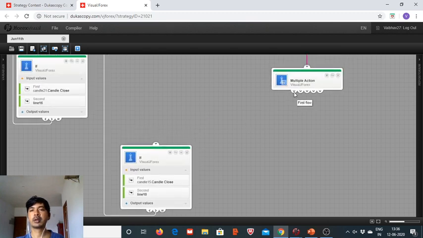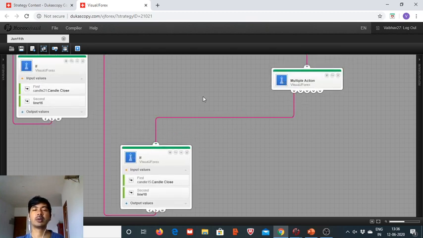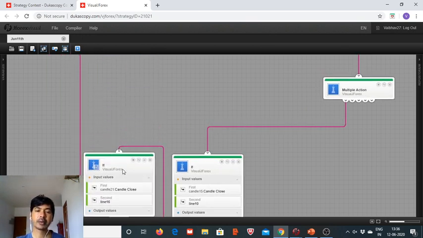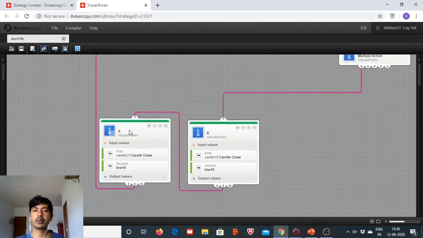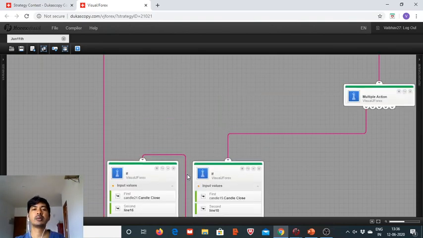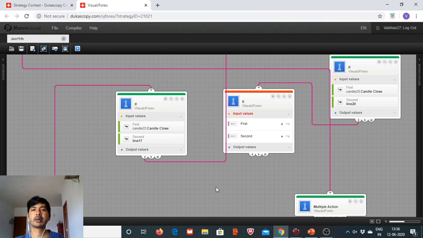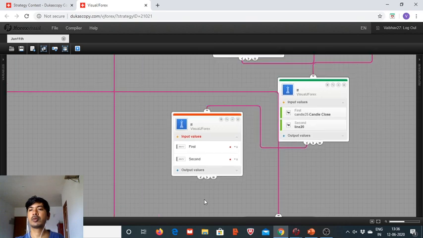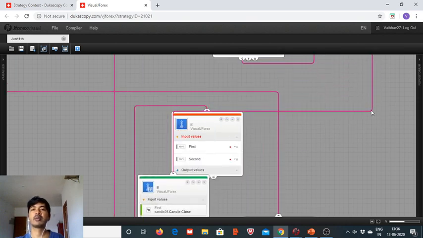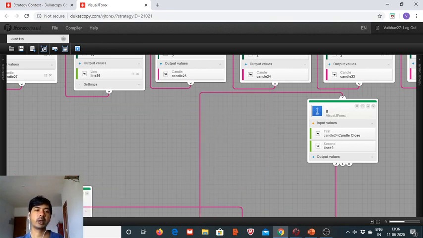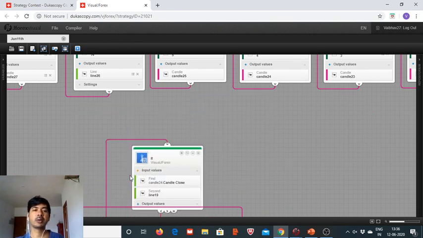So here it is now candle 22, candle 25, before that comes candle 23 and candle 24.